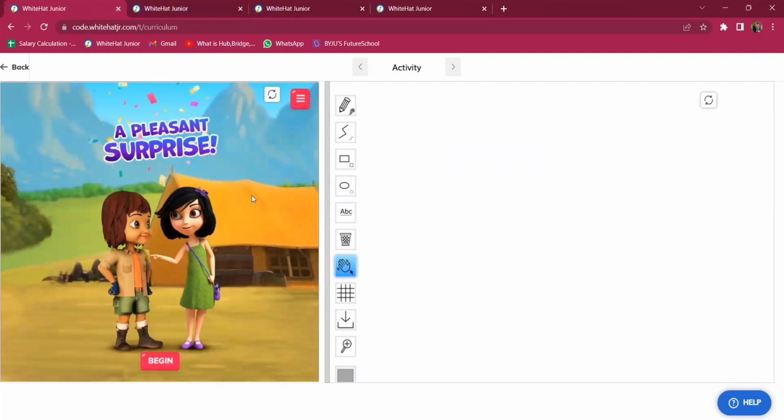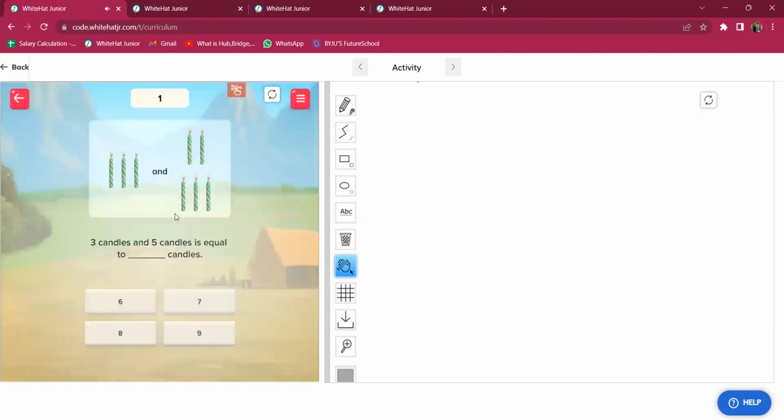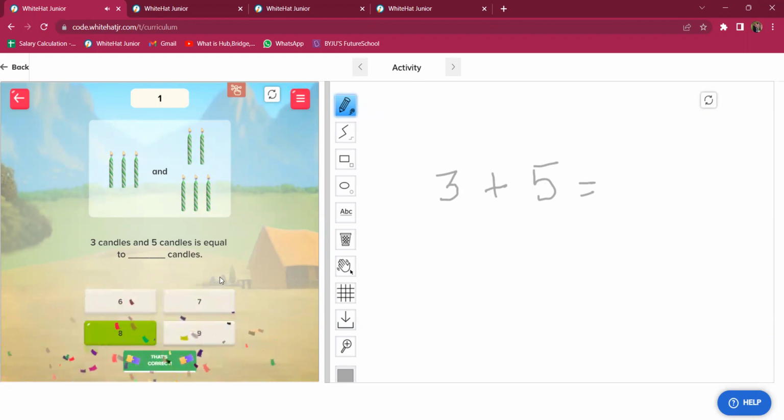So let's move on to the applet activity number 2. Let's see what we have to do. Now we have learned to add 2 items. Let's solve a few questions to understand this better. Let's click on begin. Here you have 1, 2, 3. First you have 3, and then 1, 2, 3, 4, 5, right? So 3 and 5 candles is equal to how many candles? We have to count it all together, right? 1, 2, 3, 4, 5, 6, 7, 8. So 8 is the correct answer. We'll click on it and go to the next question.